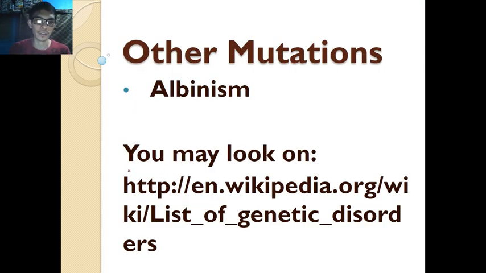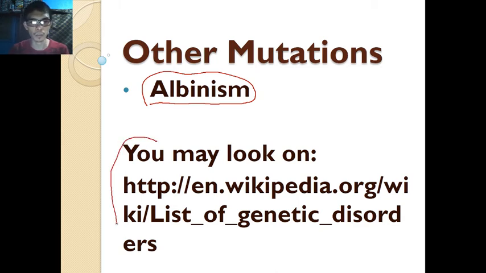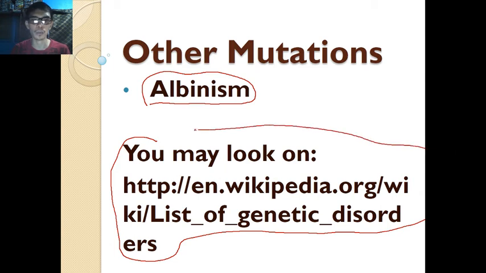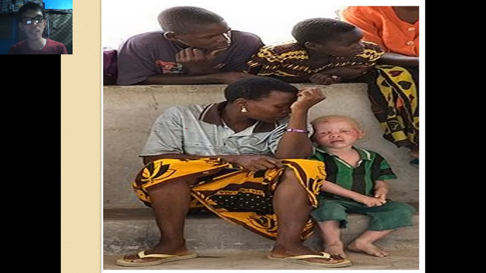Alright, so other mutations that we have right here. Another mutation is albinism. If you want to know more about other kinds of mutation, you may look at this website, a list of genetic disorders, so that you will get an idea of what other mutations might be observed in humans. Let's take a look at albinism.